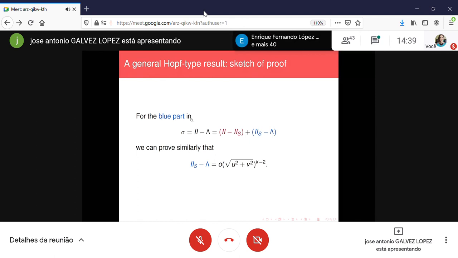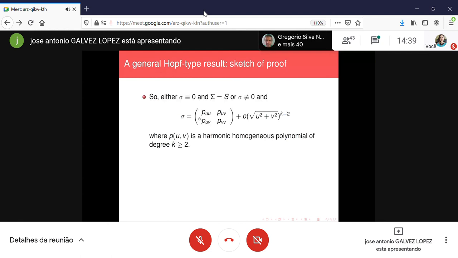Something similar can be done for the blue part here, for the tensor sigma, and we can obtain that the difference between the second fundamental forms here is given by higher order terms, higher order than k minus 2. So, using all of this, we have that the tensor sigma vanishes identically, and this means that both surfaces agree, the immersed surface and the surface in the transitive family, or if not, the tensor sigma is given around the point Q in this form. This means as the Hessian of a harmonic homogeneous polynomial plus higher order terms.